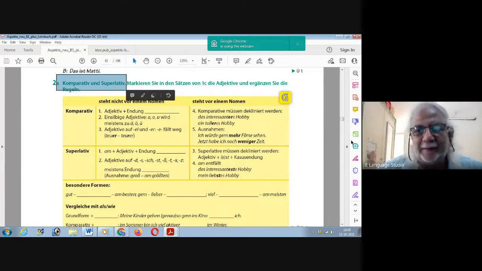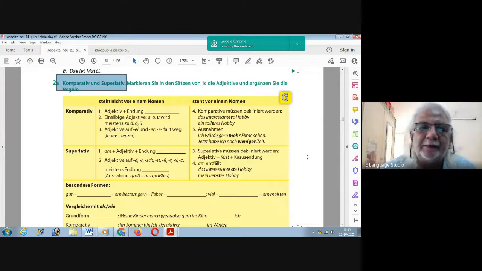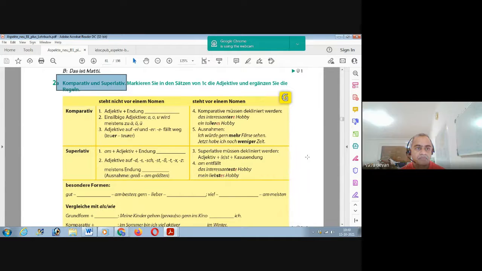Gut. So, jetzt bleiben wir bei diesem Thema in dieser Lektion: Komparativ und Superlativ. Sir, Seite Nummer? 61. 61 im Imperativ.